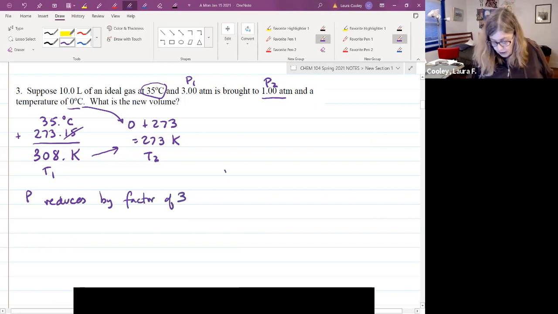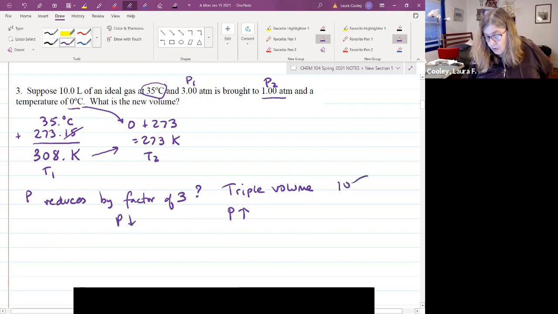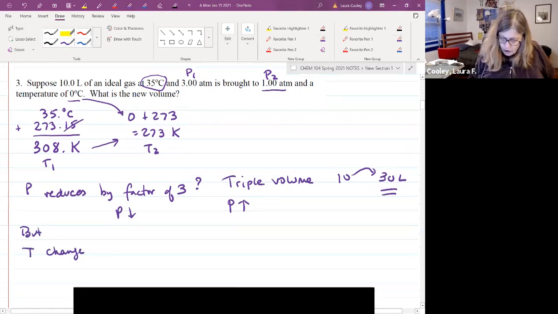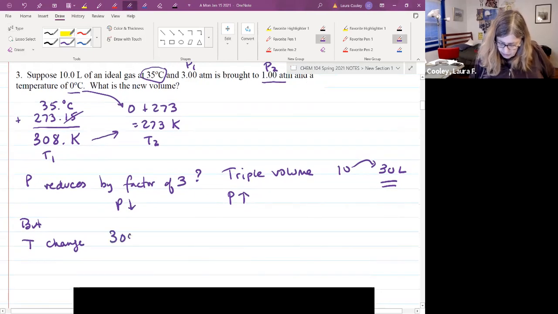What would that do to the volume? How would the volume change if you did that? Well, since pressure goes down by a factor of 3, the volume would go up by a factor of 3. So that would triple the volume. We would expect it to go from 10 to 30 liters because of that. But we also have a temperature change, and that temperature change is not all that dramatic, right? It's from 308 to 273.